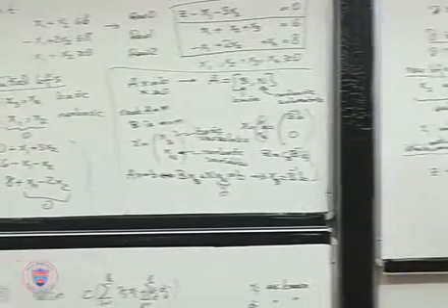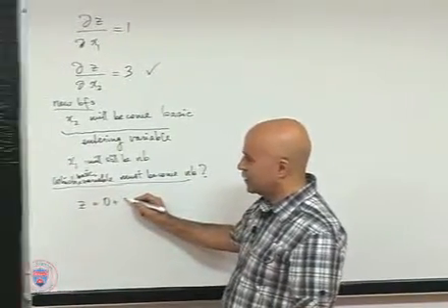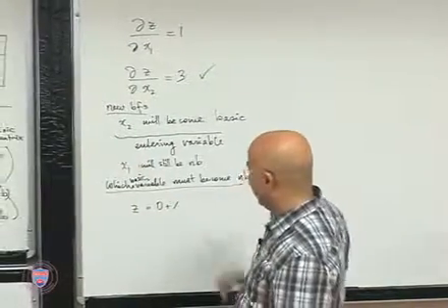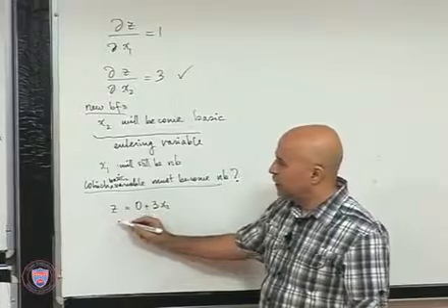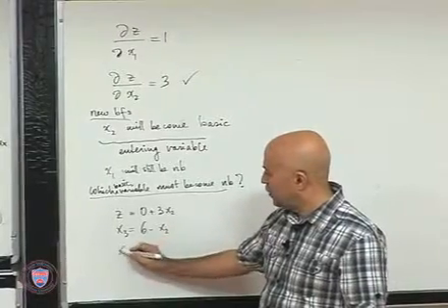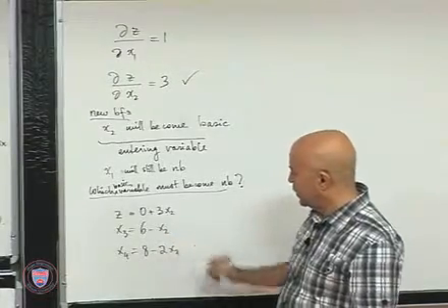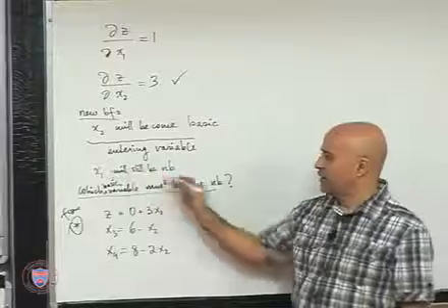Z is equal to 0 plus x1 is still 0, so I disregard that. Let's disregard that. It's better. And x3 is equal to 6 minus x2. x4 is equal to 8 minus 2x2. This is what you've got from your equations here, with x1 still being non-basic.